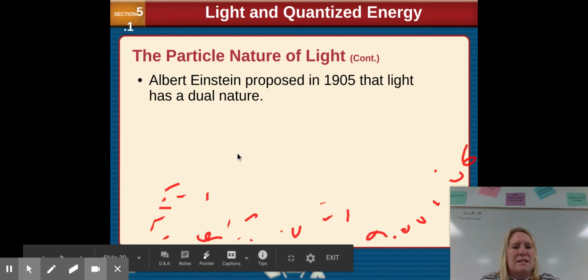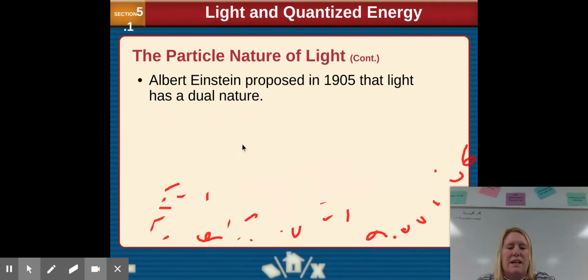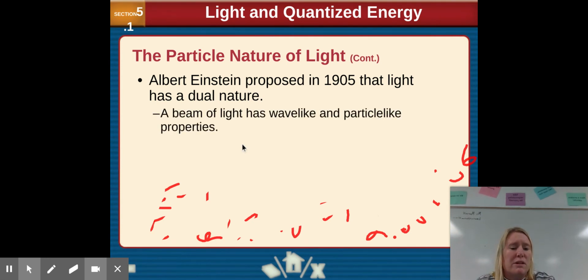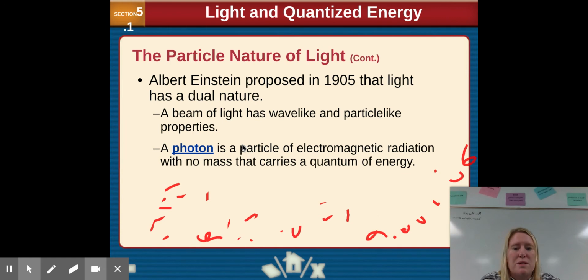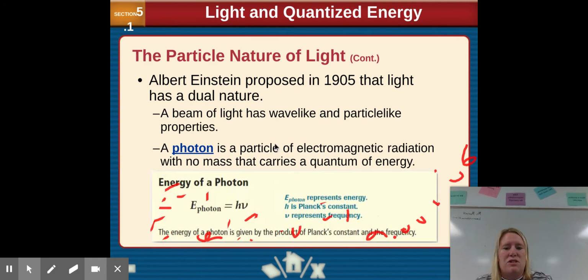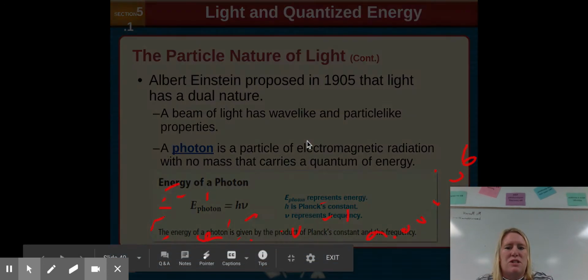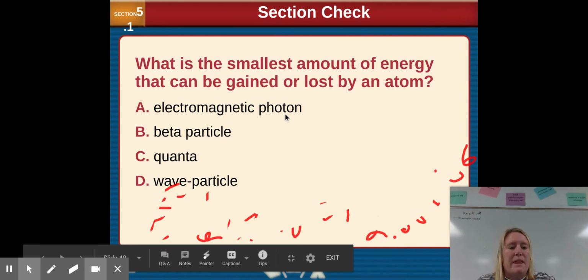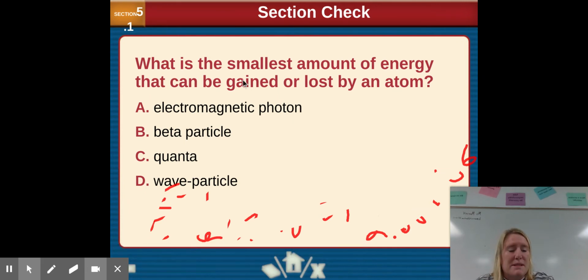All right, so Albert Einstein proposed in 1905 that light has a dual nature. That means it can be both particle and wave. A photon is a particle of electromagnetic radiation with no mass that carries a quantum of energy. So this is that E equals hv. Let's go ahead and do some sample problems, you guys. Make sure you can do those to answer the daily questions. If you're struggling, come see me.